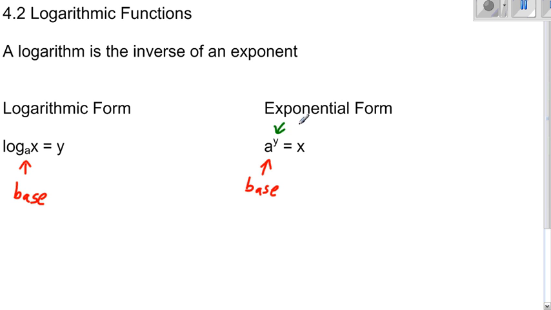And here we would call y the exponent, and that's what it is here as well, it's the exponent. So really what log is saying is a to what power equals x. So asking the question, what power?